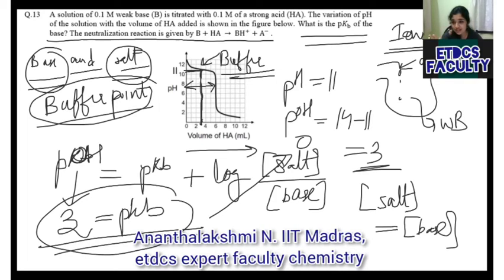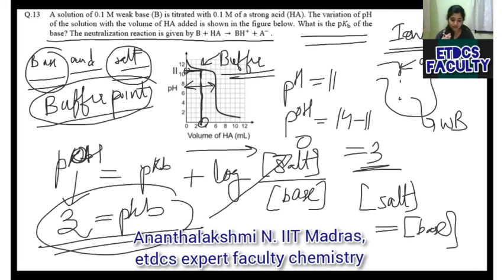So how can you find the pKb value? This pKb value will become equal to the pOH value when the concentration of base equals the concentration of salt. So we should know that the concentration of base equals the concentration of salt in the midpoint of the buffer region. That midpoint I have found corresponds to 3 ml and pH equal to 11. So basically, taking data from the graph and putting it into the equation, you're done.